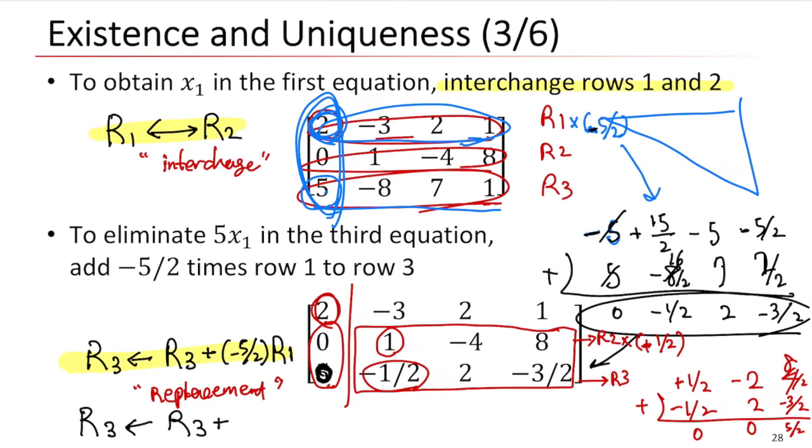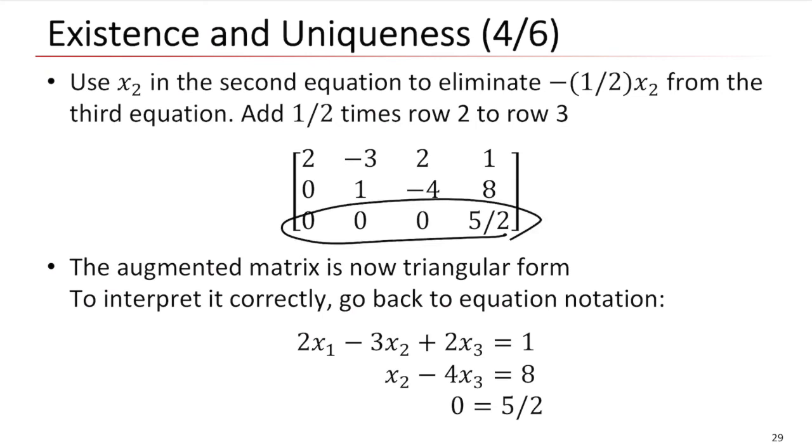Okay, so this procedure can be represented like R3 plus 1 over 2 times R2, like that. It is also a replacement, right? And then these new values can be replaced in the original values like this. Okay, so now we have a triangular matrix form, right? Triangular matrix form.